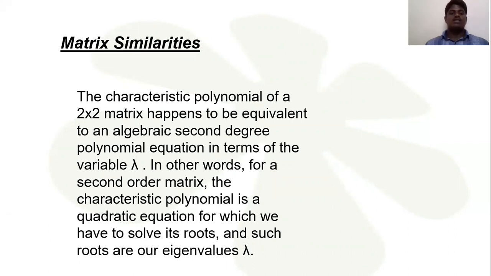Matrix similarities. The characteristic polynomial of a 2 into 2 matrix happens to be equivalent to an algebraic second degree polynomial equation in terms of the variable lambda. In other words, for a second order matrix, the characteristic polynomial is a quadratic equation for which we have to solve its roots, and such roots are our eigenvalues lambda.